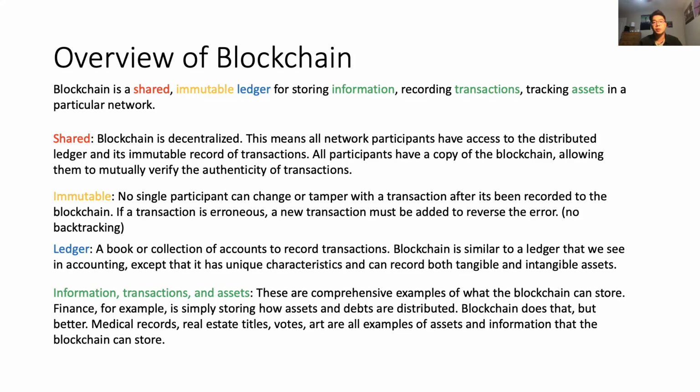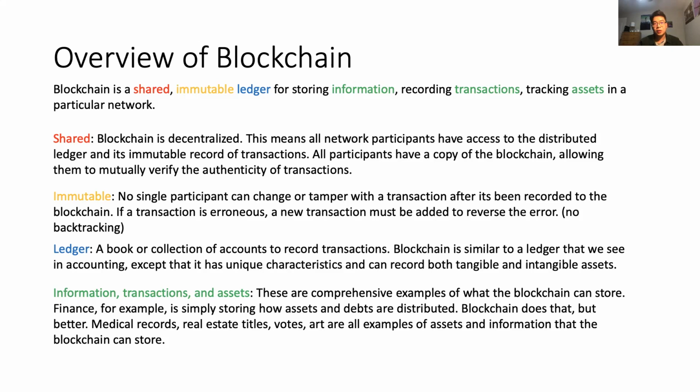The second part is immutable. No single participant can change or tamper with a transaction after it's been recorded to the blockchain. If a transaction is erroneous, a new transaction must be added to reverse the error. I can't delete what I said, but what I can do is make a version 2 essentially saying, oh, that one was wrong, here's a new version that's actually right. So there's no backtracking.